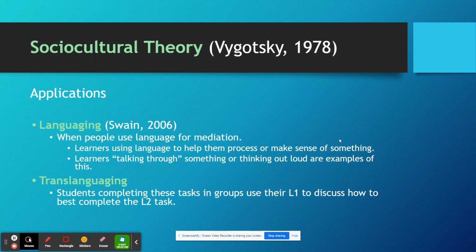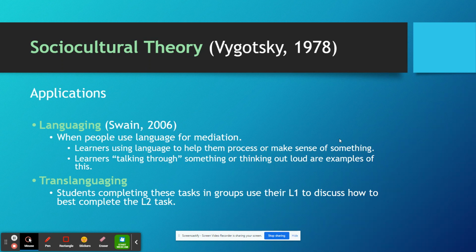Merrill Swain adopted Vygotsky's notion of mediation for SLA with her idea of languaging. Languaging is when people use language for mediation. Learners use language to help them process or make sense of something, and that's languaging. Which is just teaching and learning, right? That's what we think of as teaching and learning. Somebody's talking to you, explaining something, but also learners talk through something or think aloud. They're thinking aloud or they're thinking to themselves, right? They're using language in their head to work something out.